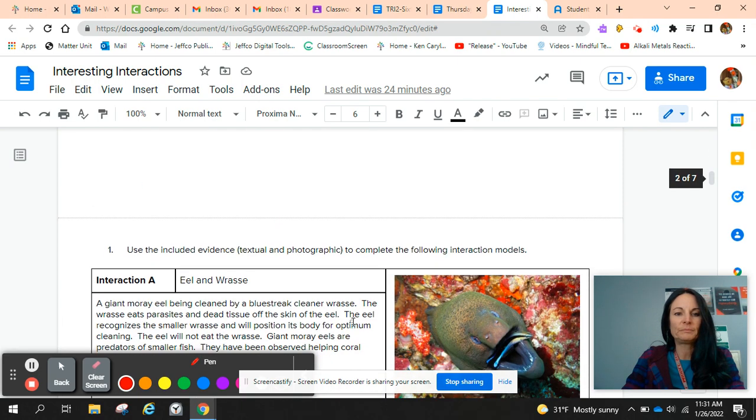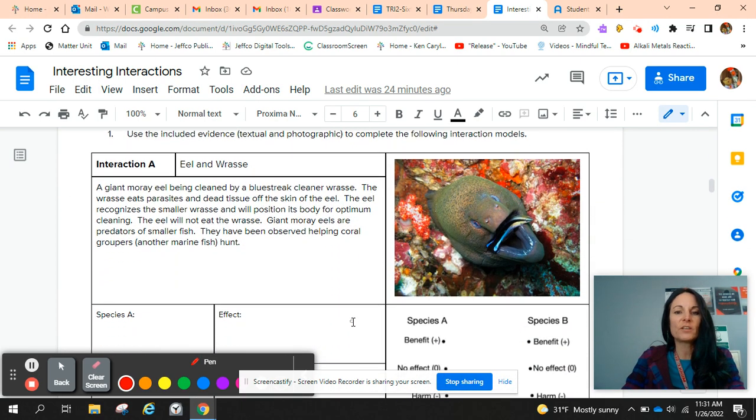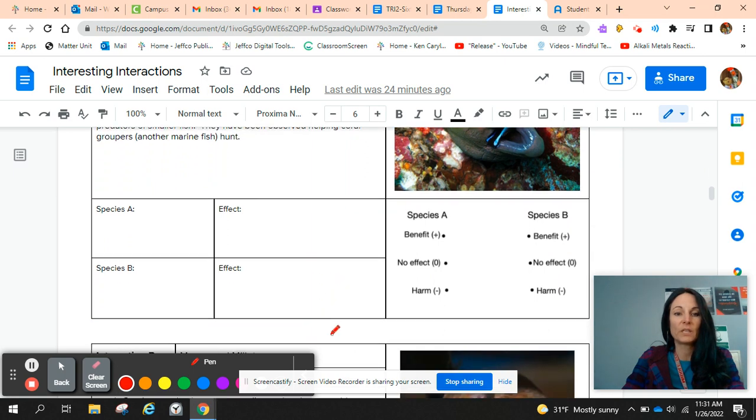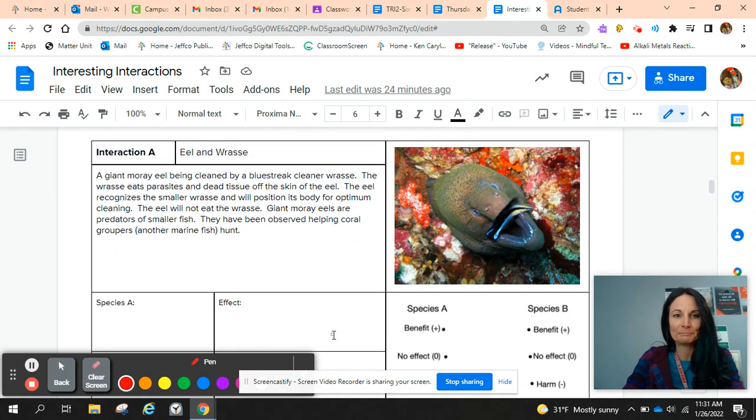Okay, so I'm going to scroll down. So this is interaction A, and you're welcome to copy this onto your paper if you would like. I'm not going to type out everything, but I'll say it. So here we have an eel, and we have this little fish called a wrasse, which might be hard to see on the paper. But if you look on here, you can see the color.